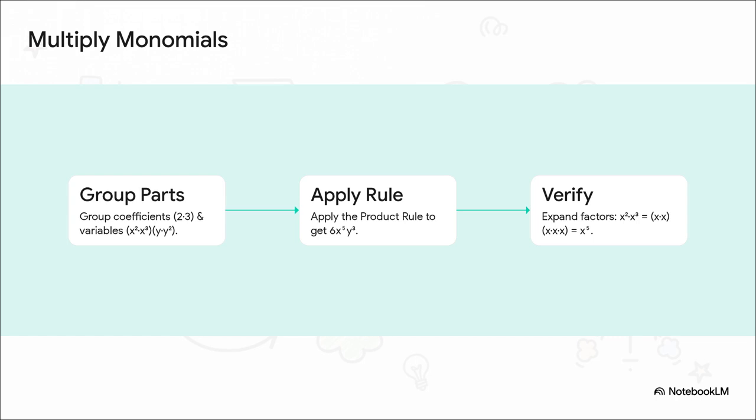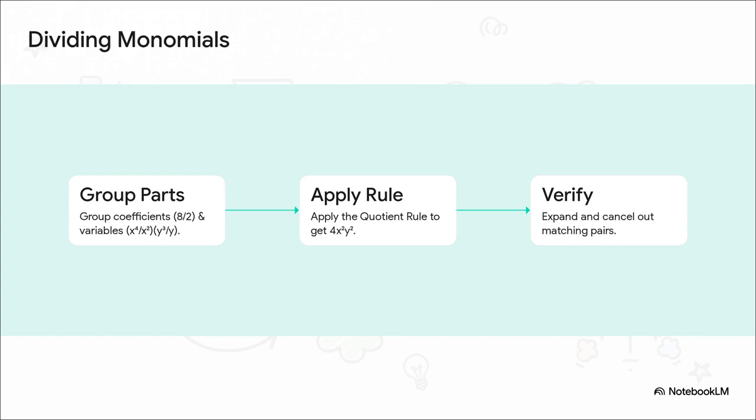Second step, we apply our exponent rules, in this case, the product rule. Multiply the numbers to get 6, add the x exponents to get 5, and the y exponents to get 3. And for the third step, always remember your fallback strategy. If you ever second-guess the rule, just expand a small part of it to verify your work.